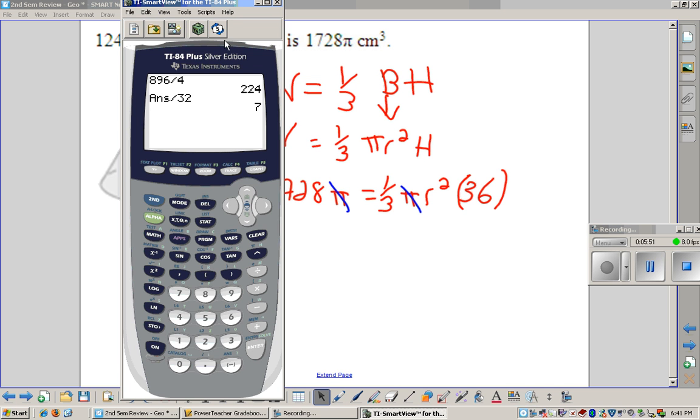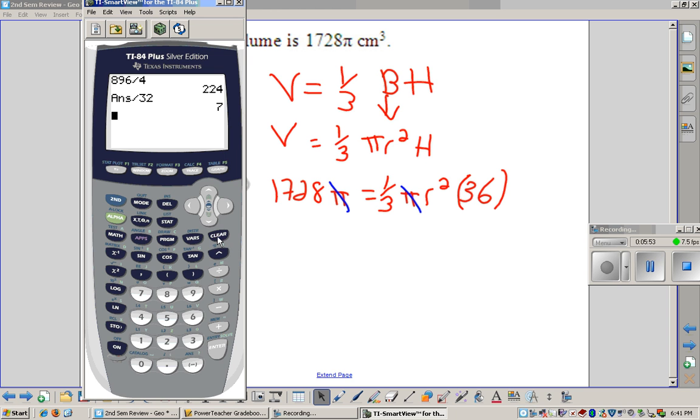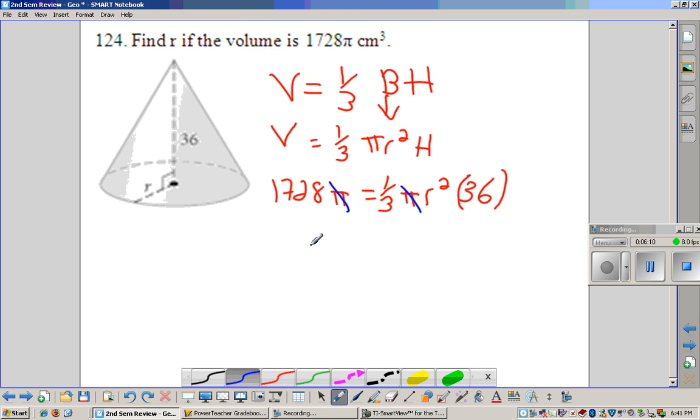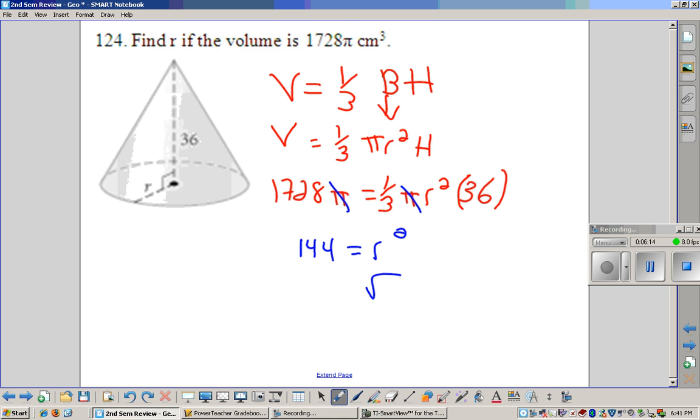Let's go to the calculator and do the rest of it. Notice how I sort of get rid of things one at a time. I start with 1728, I got rid of the pi's. Now to get rid of 1/3, I'm going to multiply by 3. To get rid of 36, I'm going to divide by 36. So at this point, I have 144 on the left, and r squared on the right. If I square root both sides, I get 12. That is the radius.